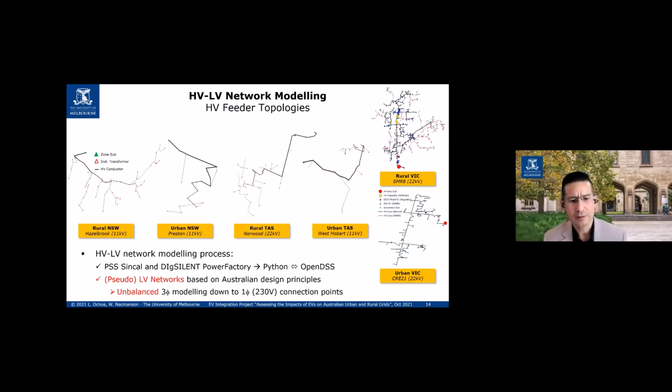Now, what we did, we used DIgSILENT PowerFactory and SynCal to extract the corresponding network information and move it to OpenDSS, which is an open source platform, to do power flow analysis and many other types of analysis related to distribution networks. We created pseudo low voltage networks based on design principles used in Australia.